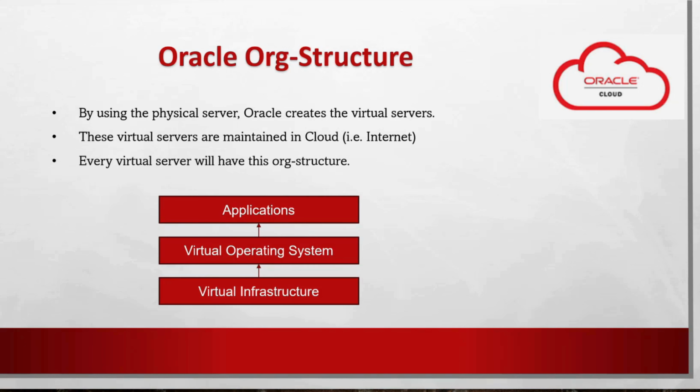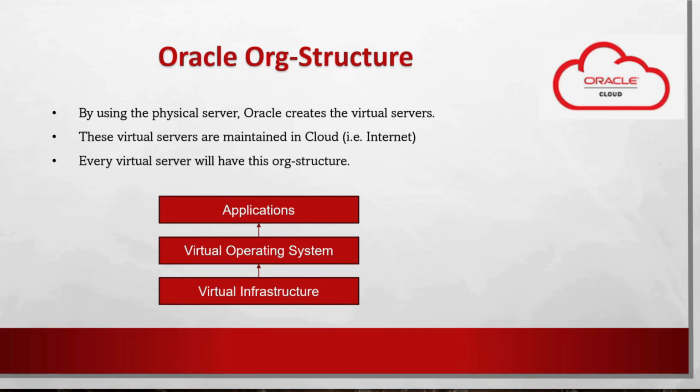So, what I said? There will be one physical server. Oracle creates virtual servers in it. These virtual servers are maintained in cloud. This cloud is nothing but the internet. Now, how does this logic work, and how will users be able to access and manage it based on this logic?